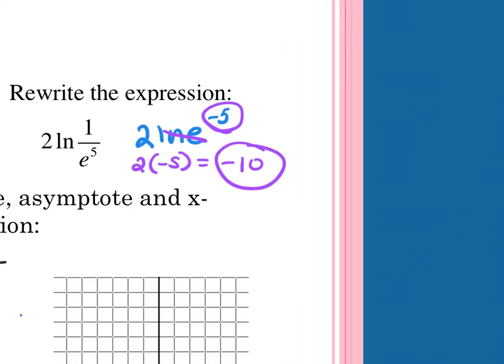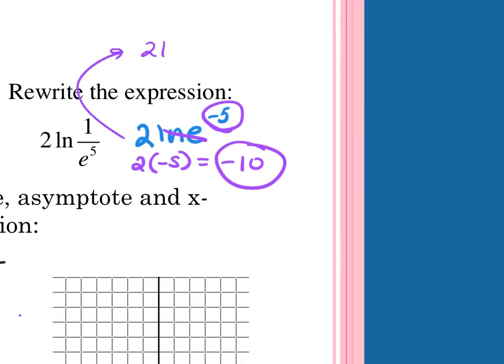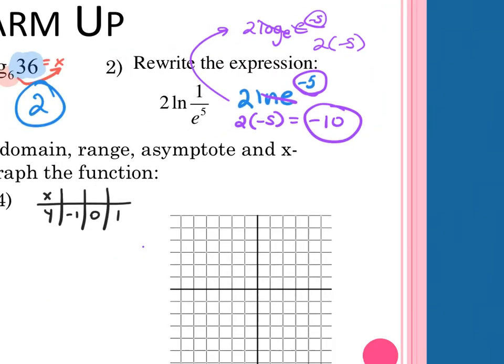But again, the long way around that would be 2 log base e of e to the -5th. Again, this cancels through keeping the exponent, and I would have had 2 times -5 anyways, and you should have gotten -10. Today we're going to even learn one more way to do this, okay? But they all should result in the same answer.